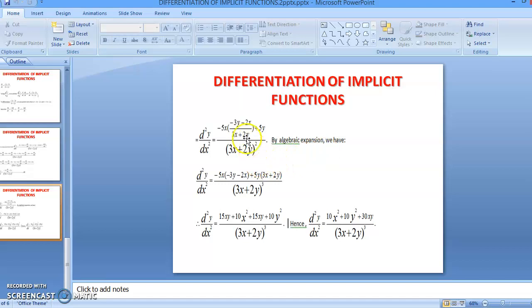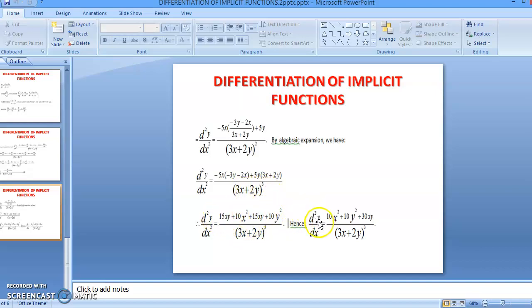So by algebraic expansion, we just find the LCM here. You expand this. You have minus 5x into minus 3y minus 2x plus, by the time this one becomes LCM, this one 5y over 1, LCM is 3x plus 2y. 3x plus 2y times 5y, you have 5y into 3x plus 2y, all over. So this LCM here is the denominator. By the time you divide it by this, the 3x plus 2y all squared becomes 3x plus 2y whole cube. So now expand. So minus 5x multiplied by minus 3y will be plus 15xy. Then minus 5x times minus 2x will be plus 10x squared. Then plus 5y times 3x, that's plus 15xy, plus 5y times plus 2y, that's plus 10y squared. So all over 3x plus 2y all cube.